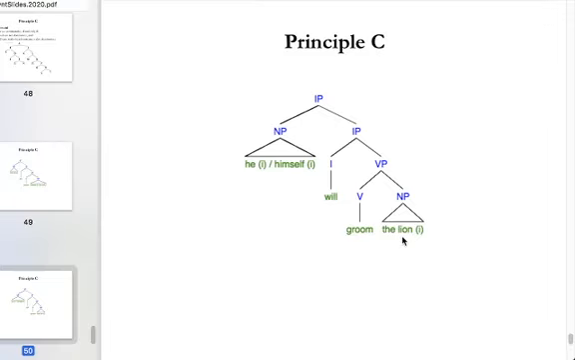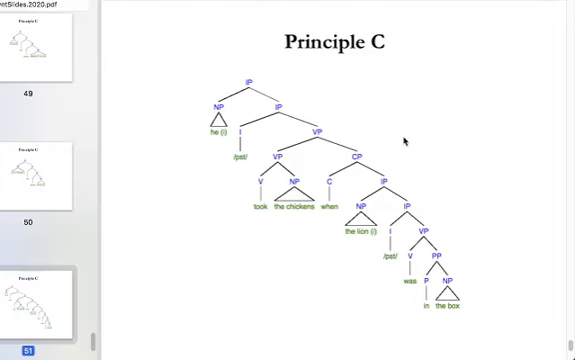So this is going to be our Principle C. An R-expression must not be C-commanded by the pronoun that co-refers with it, right? And here this is violated, therefore you can't have this reading of the sentence where he and the lion refer to the same person. If we put a J on himself here, meaning some different guy is going to groom the lion, that's no problem. But with the same referent, with co-reference here, this is not possible. That's Principle C. So these are still the simple cases.